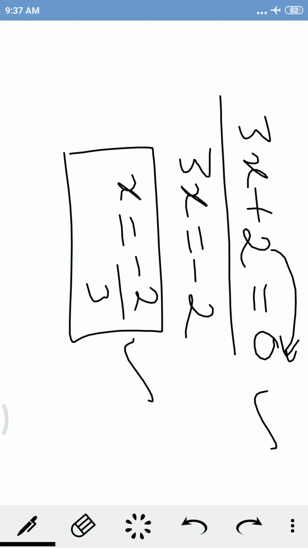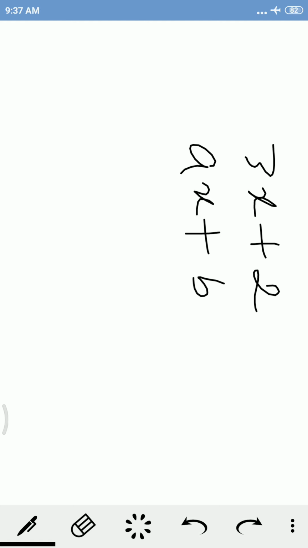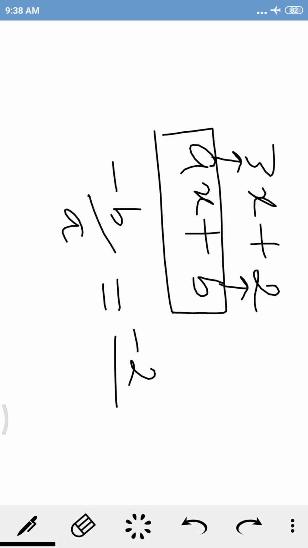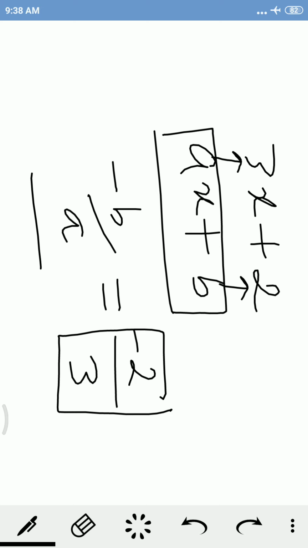One more thing: what is the general form of a linear polynomial? The general form of a linear polynomial is ax plus b. Here the value of a is 3 and the value of b is 2. Now if a linear polynomial is in the form ax plus b, then its zero will be in the form minus b upon a. The value of b is 2 and the value of a is 3. So its zero will be minus 2 upon 3. So you can find the zero of the polynomial in this way also.